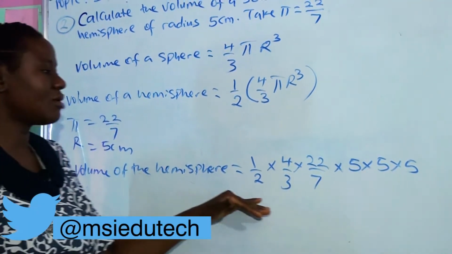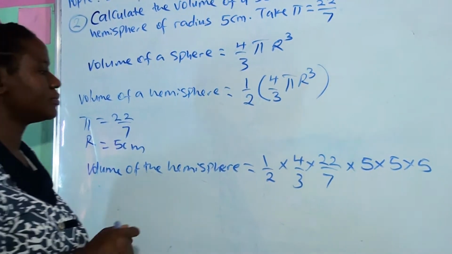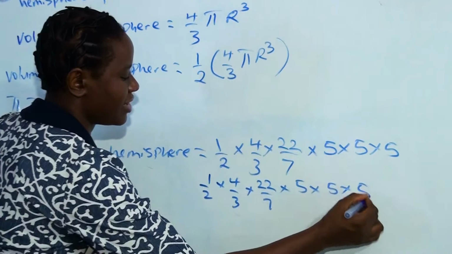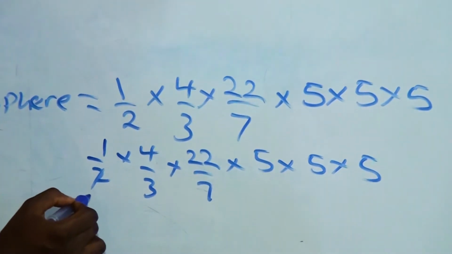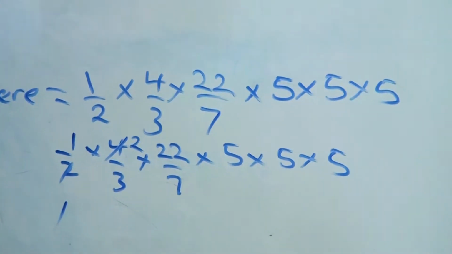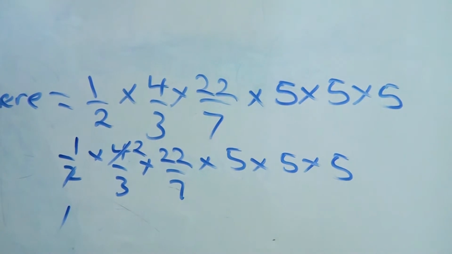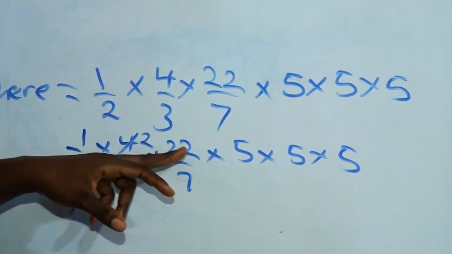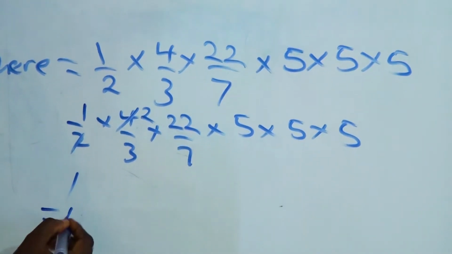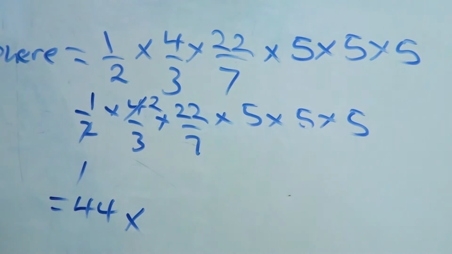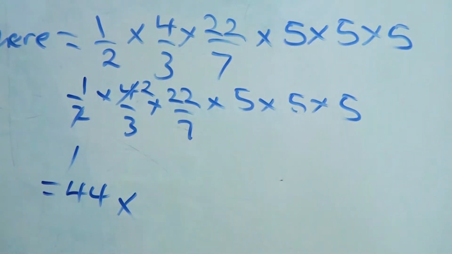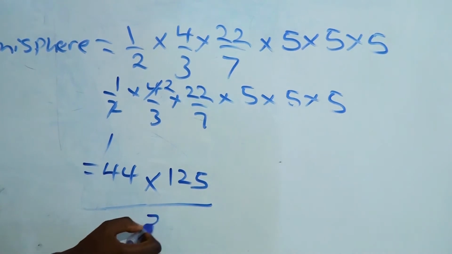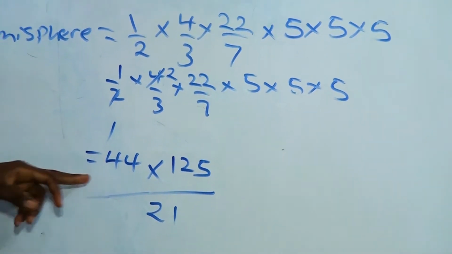Is there any number we could use to reduce this? We divide 2 once and 2 here. Which other number could divide this? None, so we need to multiply directly. 2 times 2 is 4, times 11 is 44. So we have 44 times 5 is 25, and 25 times 5 is 125. So we have 44 times 125 divided by 3 times 7, which is 21. So we need to multiply these.